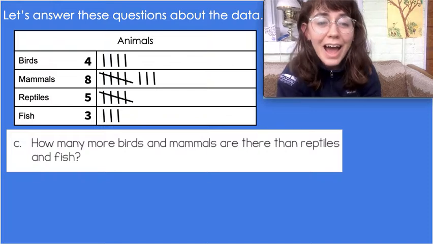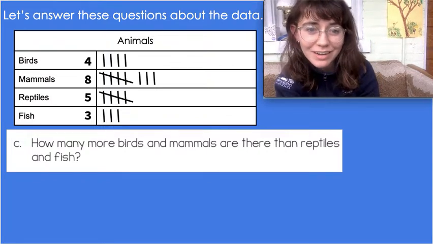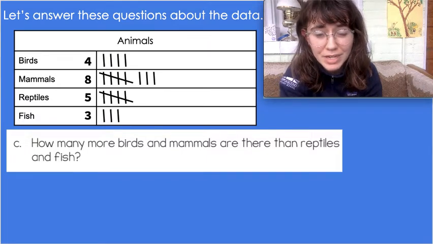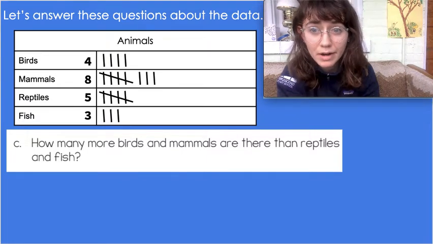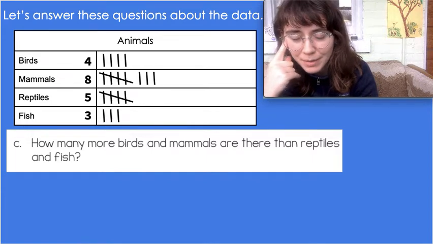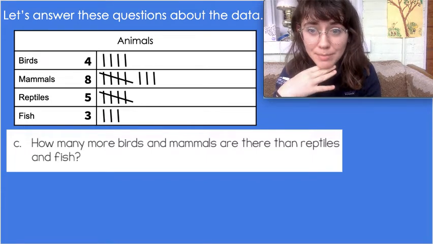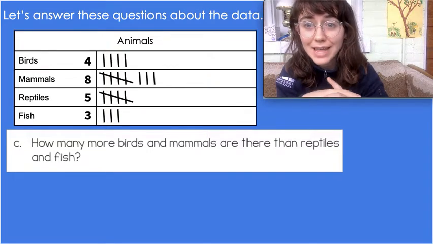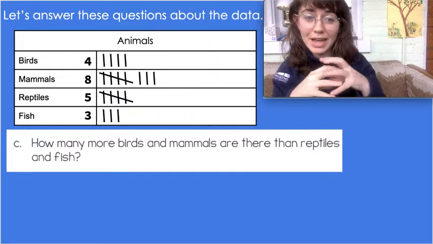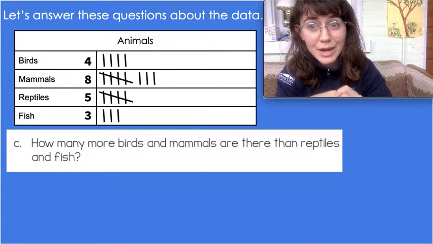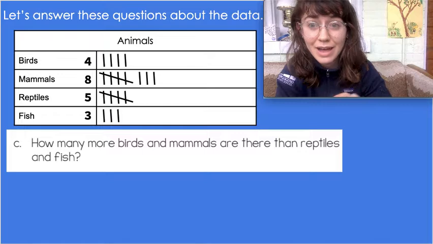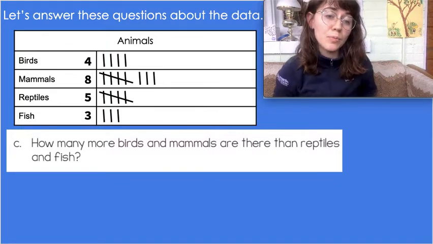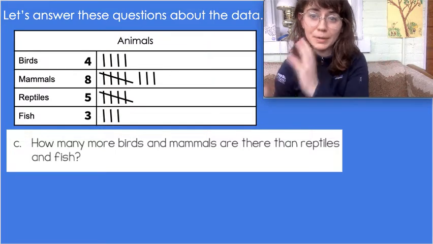Next question, how many more birds and mammals are there than reptiles and fish? That's kind of a confusing question, so I'm going to read it one more time. How many more, that's a clue that I'm going to be comparing. Birds and mammals, so that's a group of birds and mammals, are there than reptiles and fish? So that's another group, reptiles and fish. I'm going to need to write down a number sentence to figure out really what's going on with this problem. But it's asking me to compare the group of birds and mammals to the group of reptiles and fish.